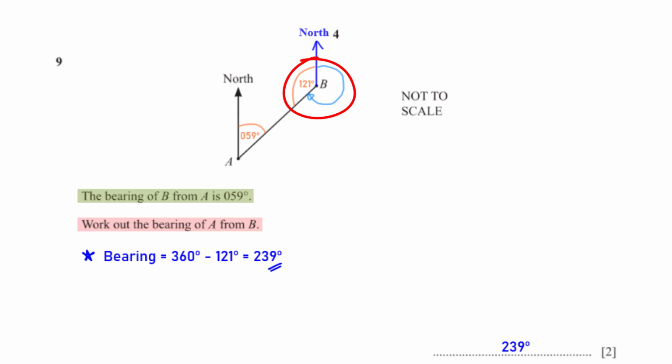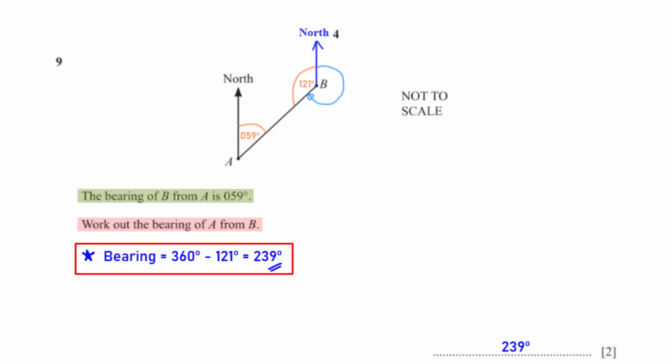The sum of the angles at a point add up to 360 degrees. So to get the bearing of A from B, we subtract 121 from 360. This gives us 239.